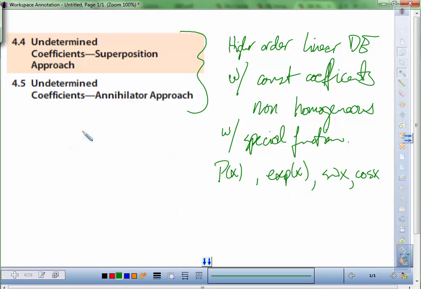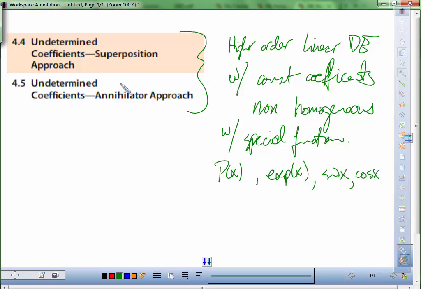So since they cover the same thing, I think it might be neat to look over the annihilator method if you want to do that on your own. And the video that was playing before class started was an example of the annihilator method, which we could have solved using the superposition approach. And so if you want to mess around with that, feel free to do so.